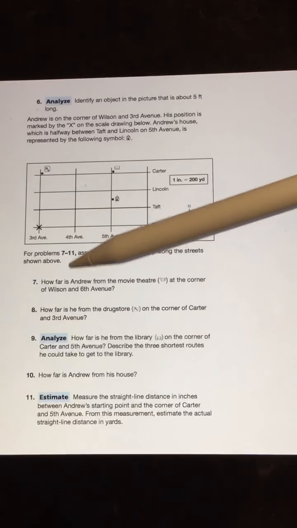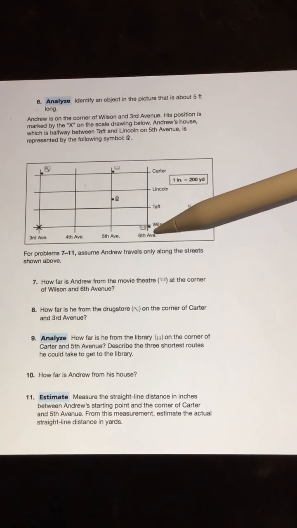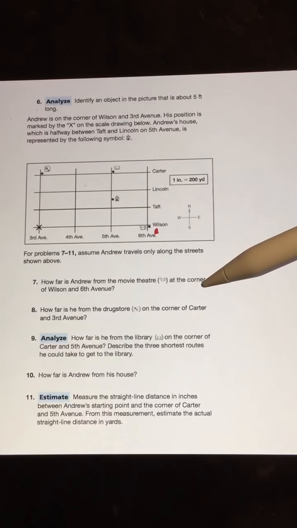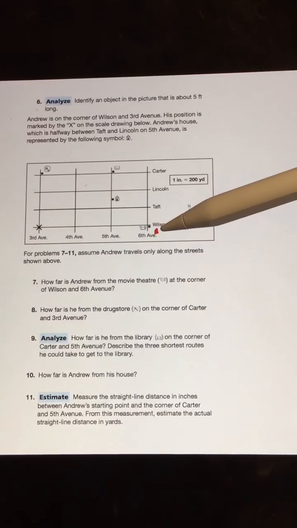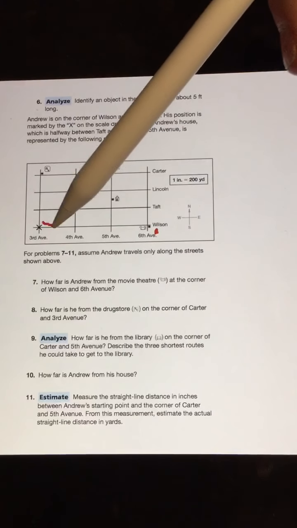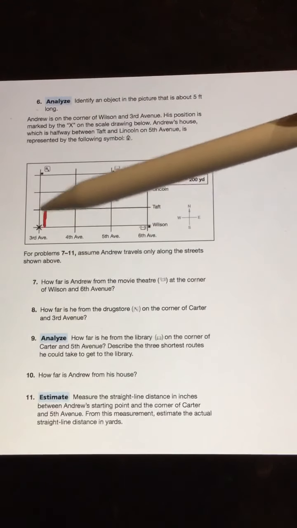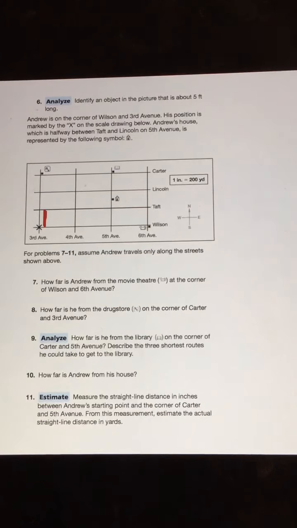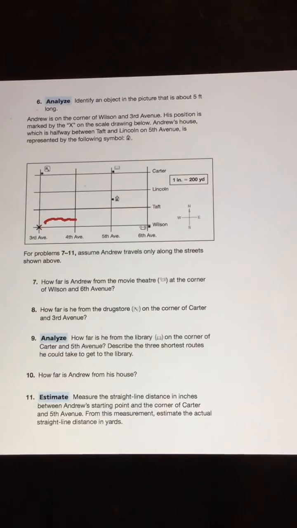So our first question is, how far is Andrew from the movie theater at the corner of Wilson and 6th? So Andrew's over here and he needs to go to the movie theater over here. Now right here we see that 1 inch equals 200 yards. So these are 1 inch. All right, those are 1 inch. This is half of an inch, okay? So we need to keep that in perspective. So this would be 200 yards and this would be 100 yards, okay?